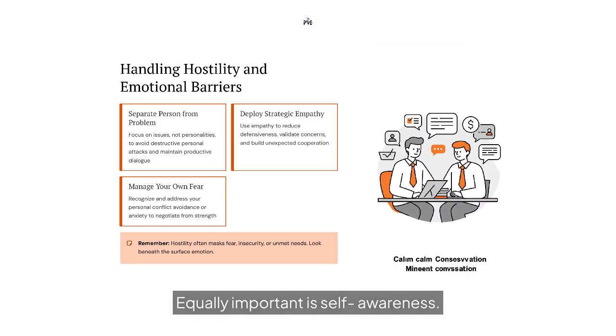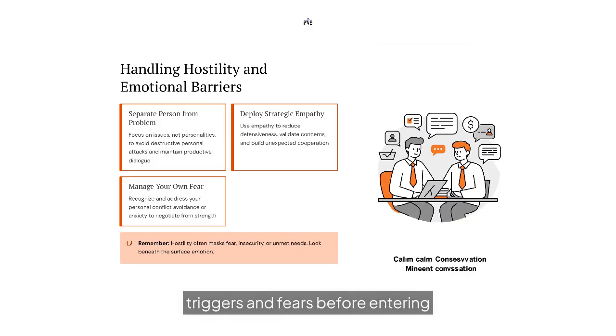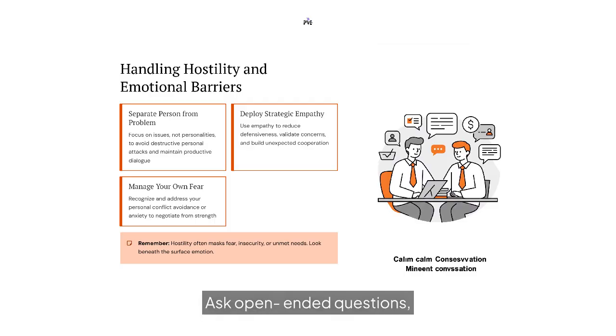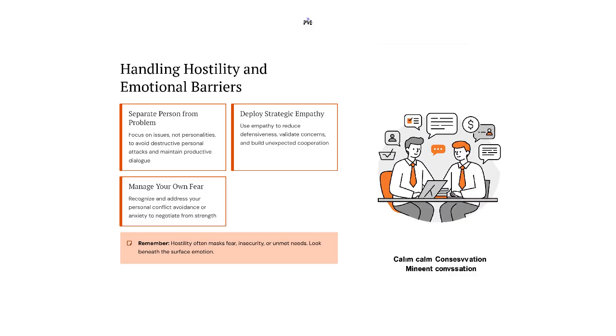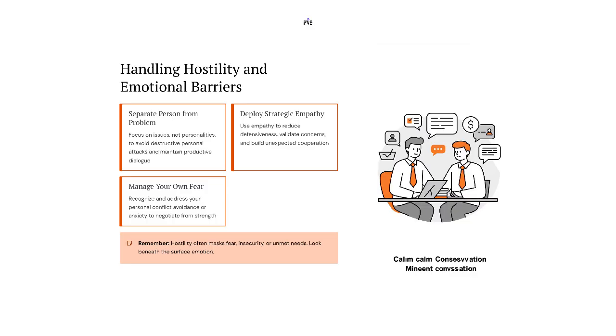Equally important is self-awareness. Recognize your own emotional triggers and fears before entering a difficult conversation. When you understand what drives your reactions, you can respond calmly and assertively instead of reacting impulsively. Approach tense situations with composure and curiosity rather than judgment. Ask open-ended questions, listen actively, and acknowledge emotions on both sides. This shifts the dynamic from confrontation to collaboration.